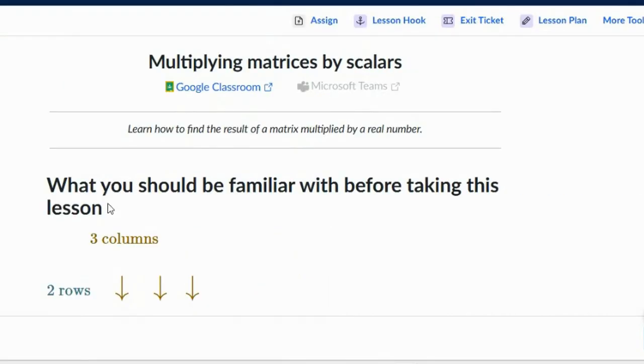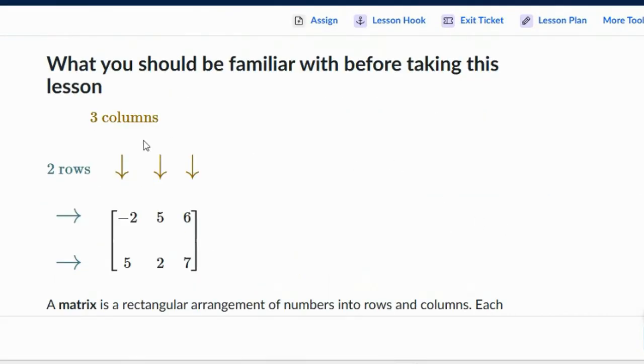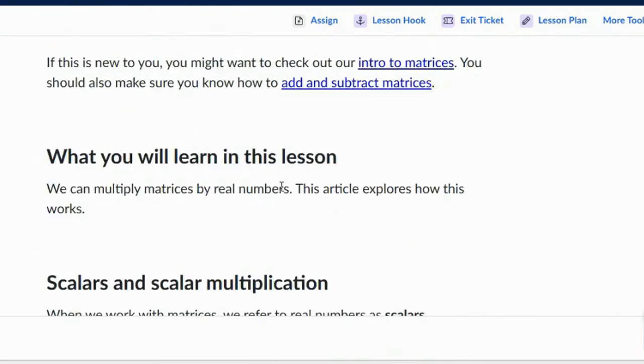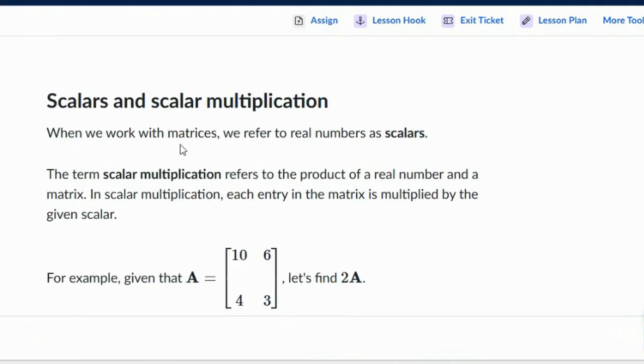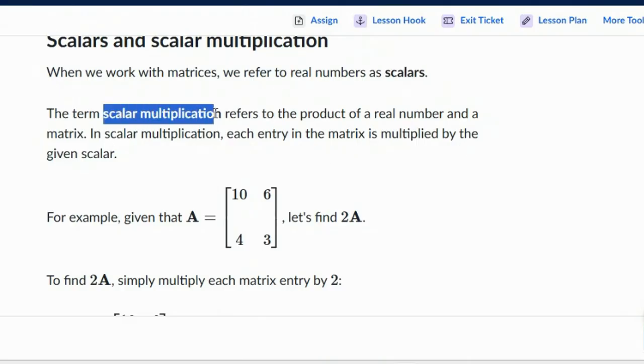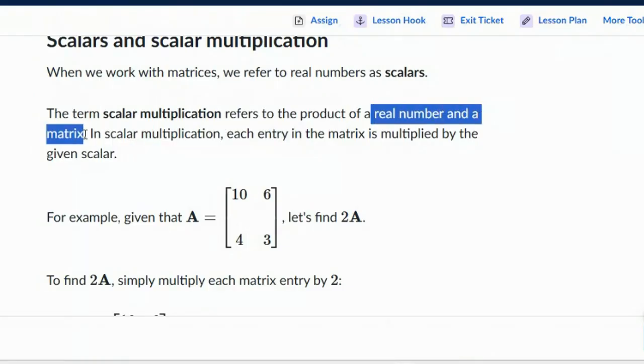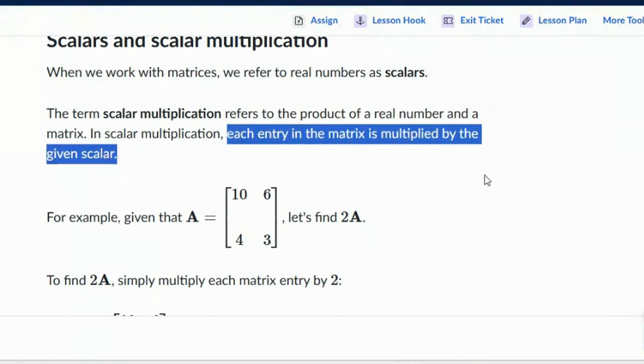It reviews at first what a matrix is: 2 rows, 3 columns, a rectangular arrangement of numbers. But here's what we're going to learn: you can multiply matrices by real numbers. When we work with matrices, we refer to real numbers as scalars, as he mentioned in the video. The term scalar multiplication refers to the product of a real number and a matrix. So in scalar multiplication, each entry is multiplied by the given scalar.